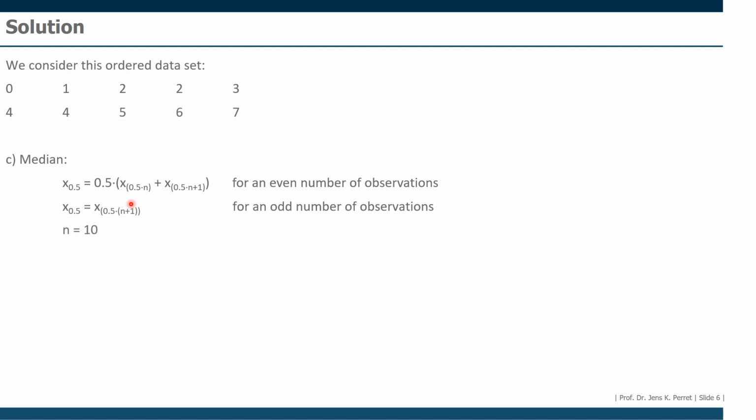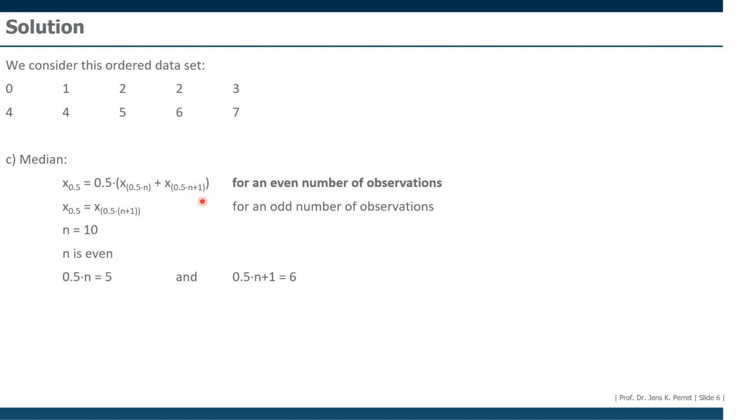Well, in my case, I have 10 observations, so I have an even number of observations. I'm going to use the first formula, that one. So I have to calculate 1/2 times the number of observations and 1/2 times the number of observations plus 1. So in this case, I'm getting 5 and 6.